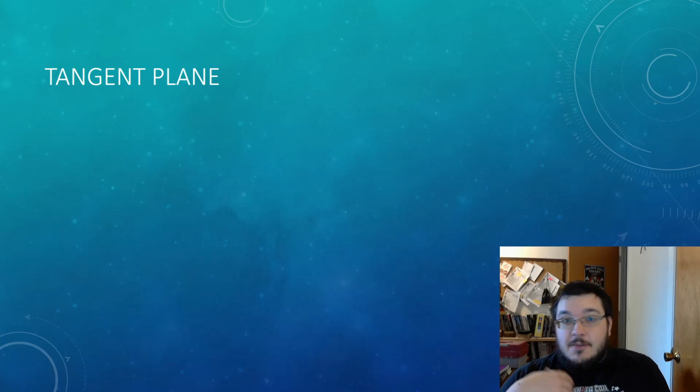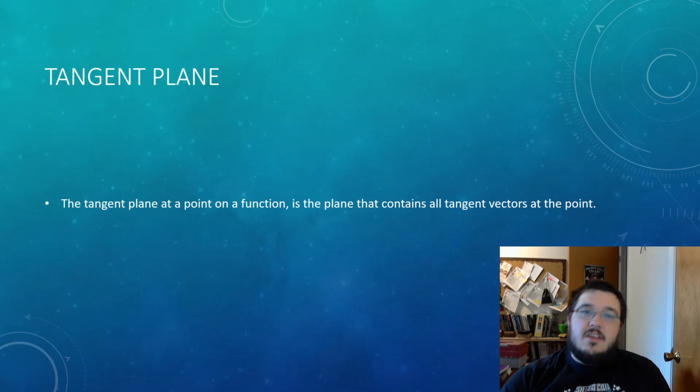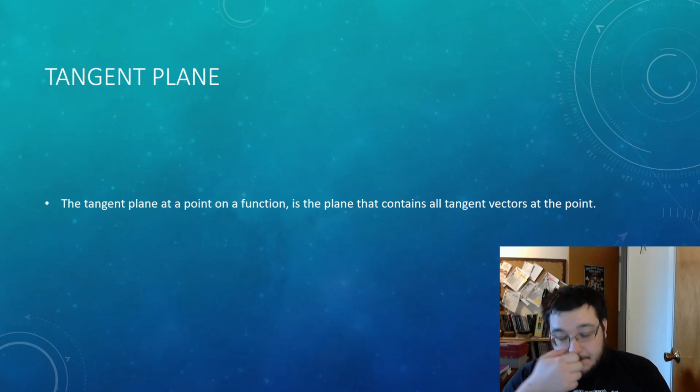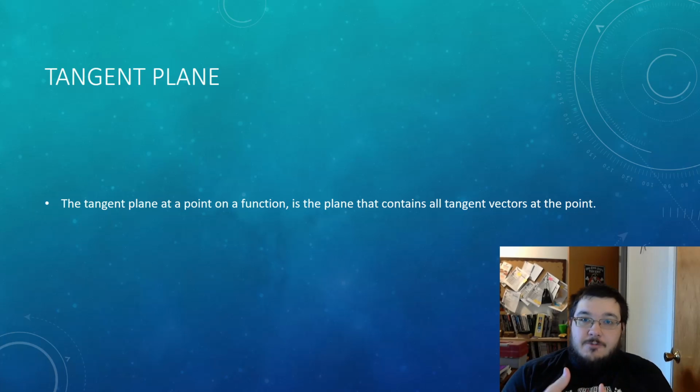First of all, a tangent plane. Well, if you're dealing with a huge surface, you're not really going to have a tangent line anymore. You're going to end up dealing with tangent planes. So the tangent plane at a point on a function is the plane that contains all tangent vectors at that point. So in class we talked about how you could draw a curve going to the point, and there's an infinite number of possible curves that could go in that direction.